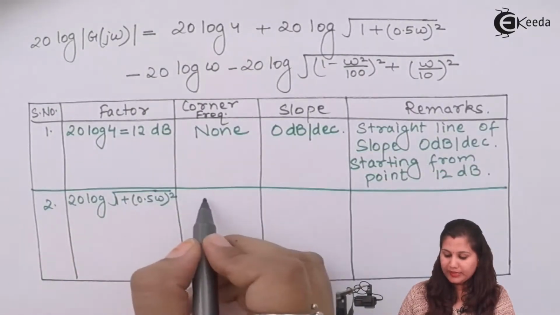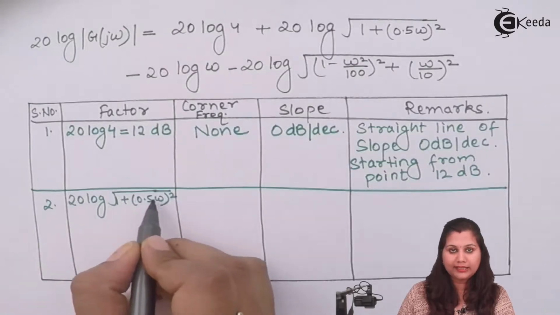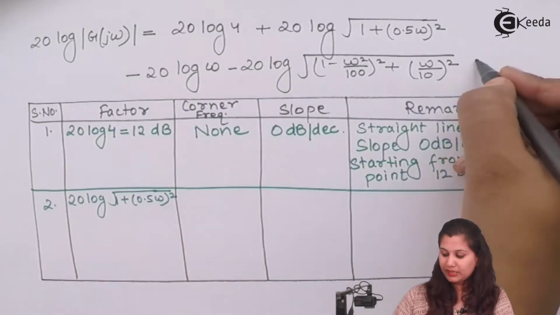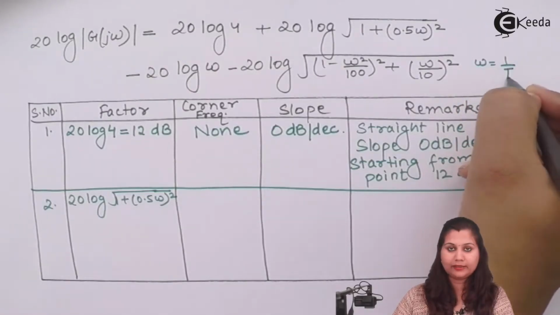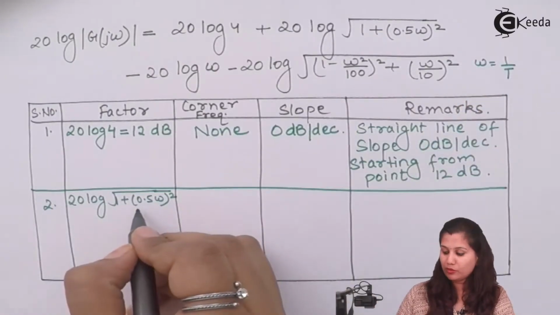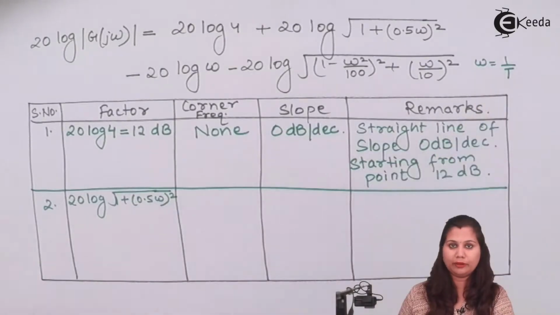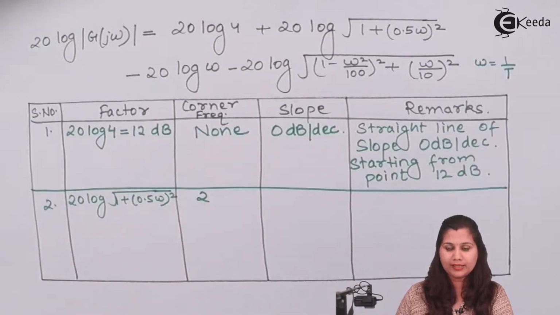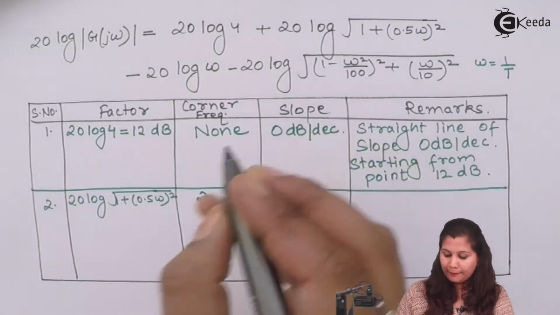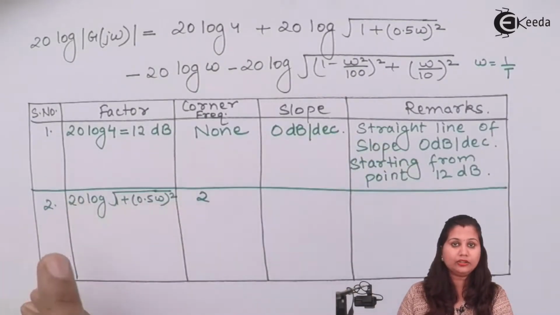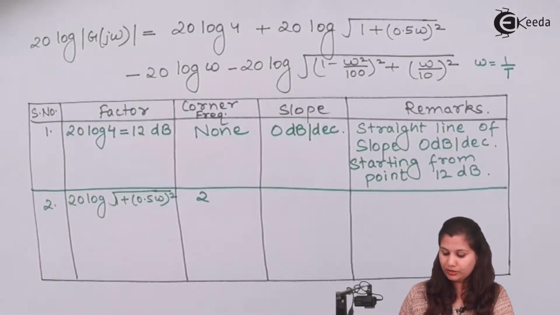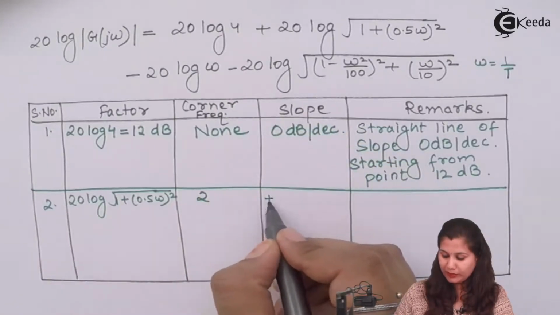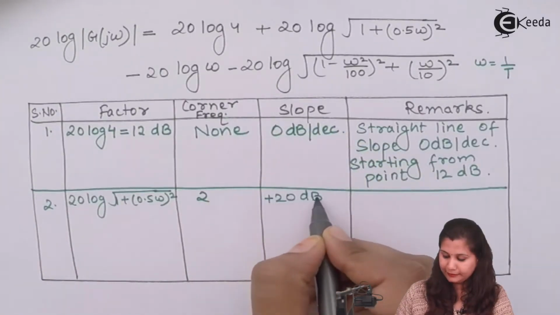Now the corner frequency will be, this is omega t, so t is equal to 0.5, and the corner frequency is equal to 1 by t. So t is 0.5, so 1 upon 0.5 will be 2. So the corner frequency will be 2 radians per second. Slope: because this term is present in the numerator part of the transfer function and here we are having 20, its slope will be plus 20 dBs per decade.